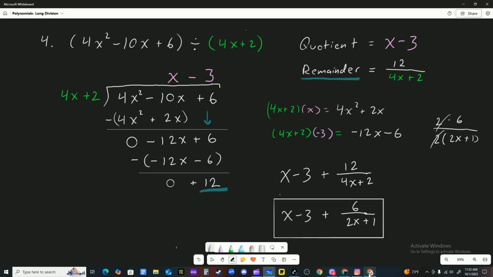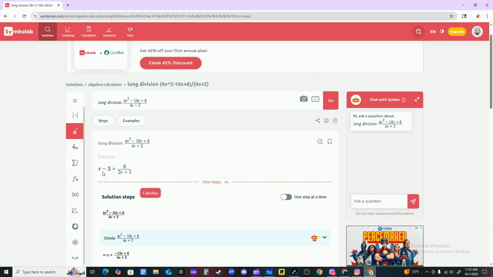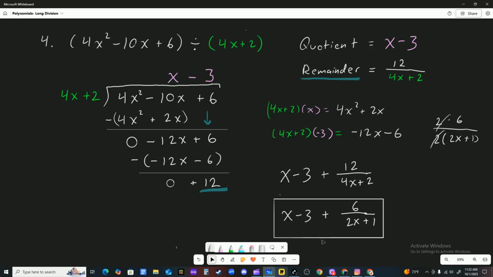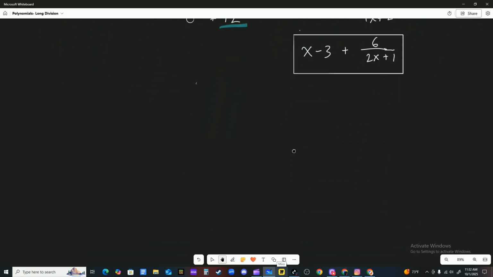And here I did it. We can check our answer. X minus 3 plus the quotient 6 over 2x plus 1, which is exactly what we have here. Good job. Alright, let's move on to the next example, and this will be the last one. So our last example, number 5, is the following.